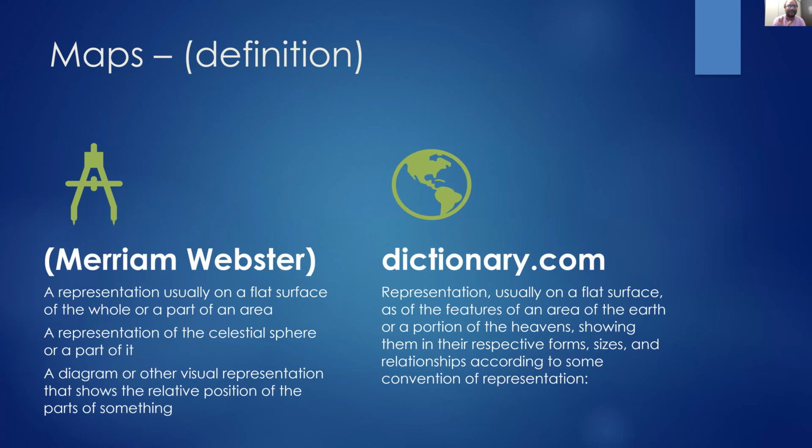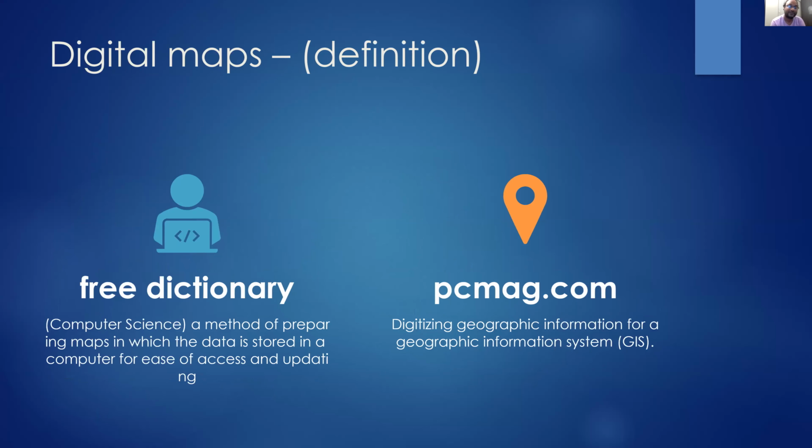Okay. And a very basic definition which I got from pcmag.com is about digitizing geographic information for a geographic information system. And that's a keyword. When I'm talking about digital maps, the last line, geographic information system, GIS, is a keyword. Okay. So how is that platform or technology or framework used to develop the digital maps?